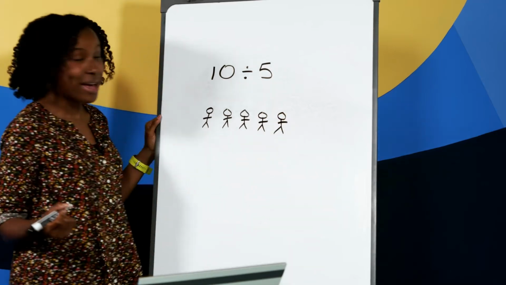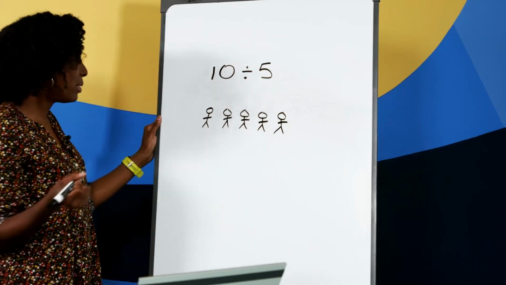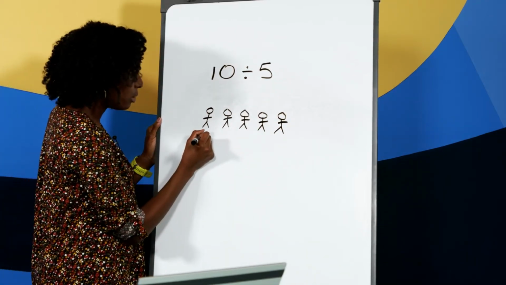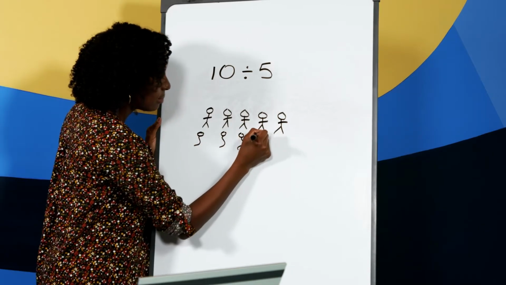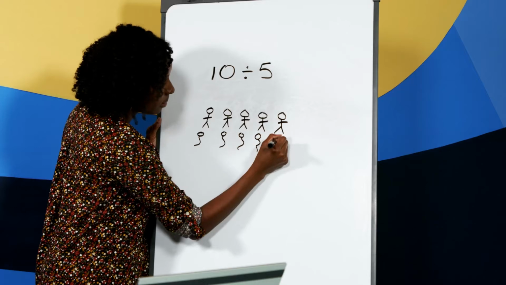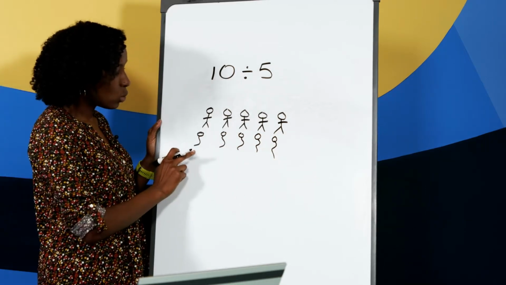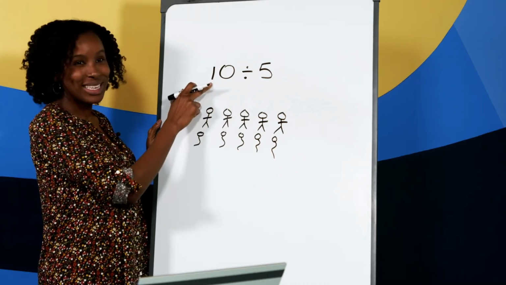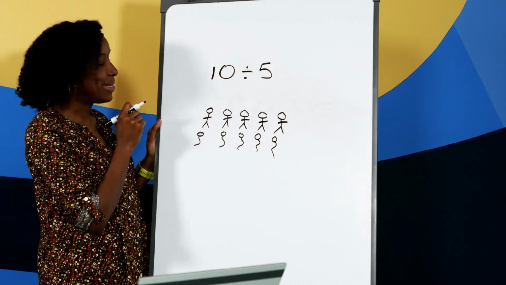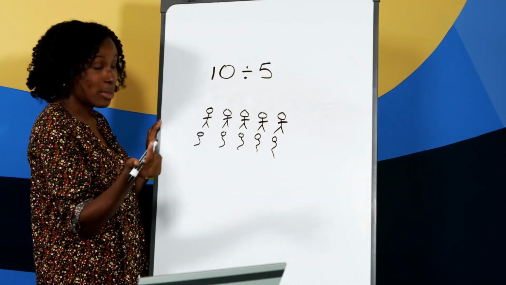So there are my 5 friends, and we're going to start passing out balloons to them. Here's a balloon for this friend, this one, this one, this one, and this one. Well, that's 1, 2, 3, 4, 5 balloons. But how many did we have? 10. So we can give our friends some more balloons.